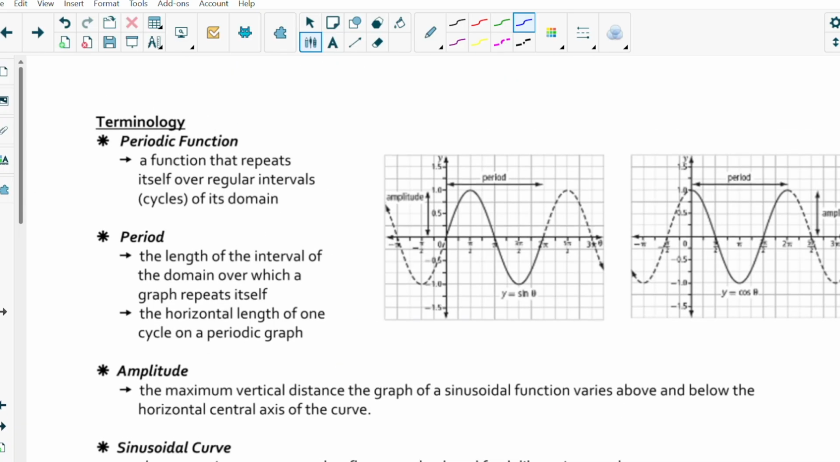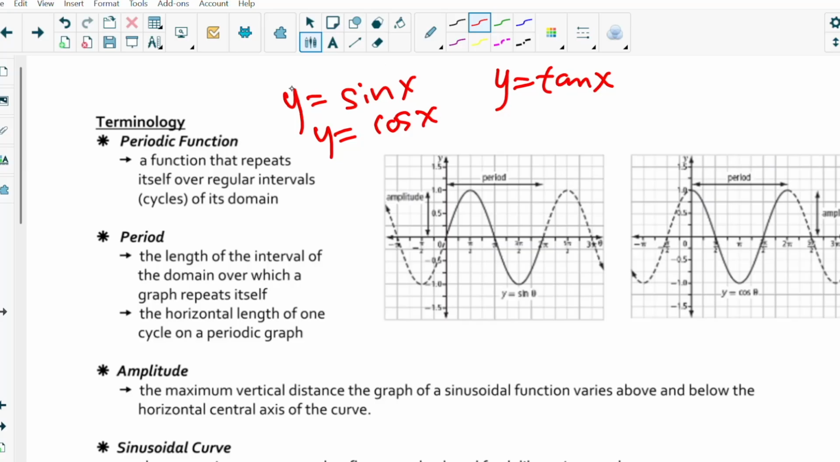Okay, terminology. This is where we'll define everything. Periodic function: a function that repeats itself over regular intervals, cycles of its domain. So a sine function, y equals sine of x. We'll learn about y equals cosine of x, and much later on we'll learn about y equals tangent of x. All of these are periodic functions. They repeat themselves over regular intervals, just like we saw, it looks like a wave.